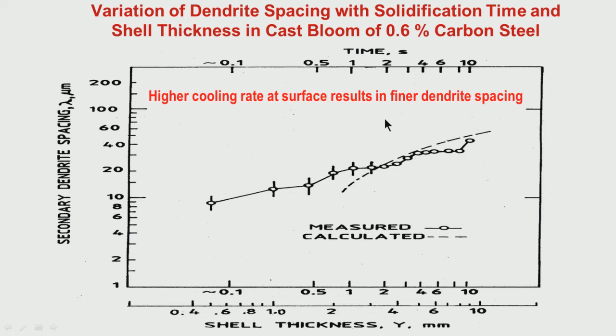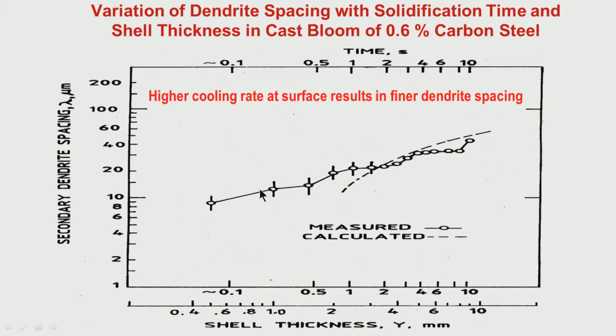So, you have relatively coarser dendrites. Look at the dimensions. At a shell thickness of say 0.6, just at the surface, at a time of say 0.1 second, when the casting has just started, the secondary dendrite spacing is just 10 micron. Now, when we go to a depth of 10 millimeter shell thickness, at a local solidification time of 10 second, what is the dendrite size? It started with 10 micron, now it has become coarse, maybe 60 micron.